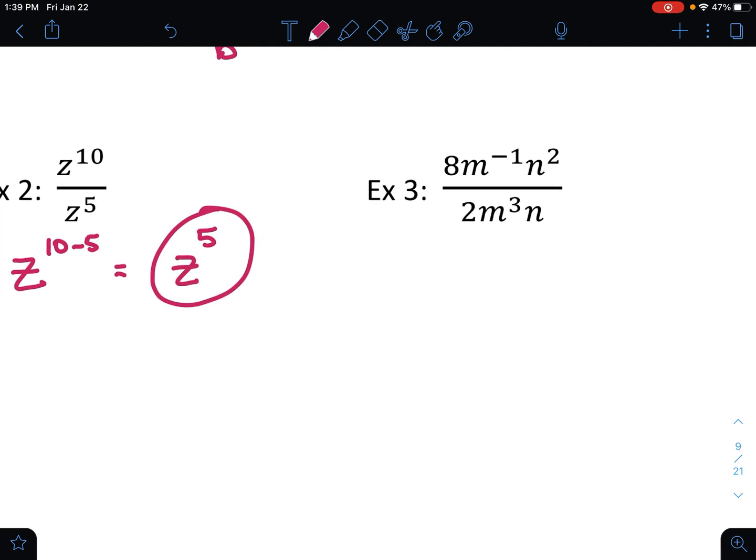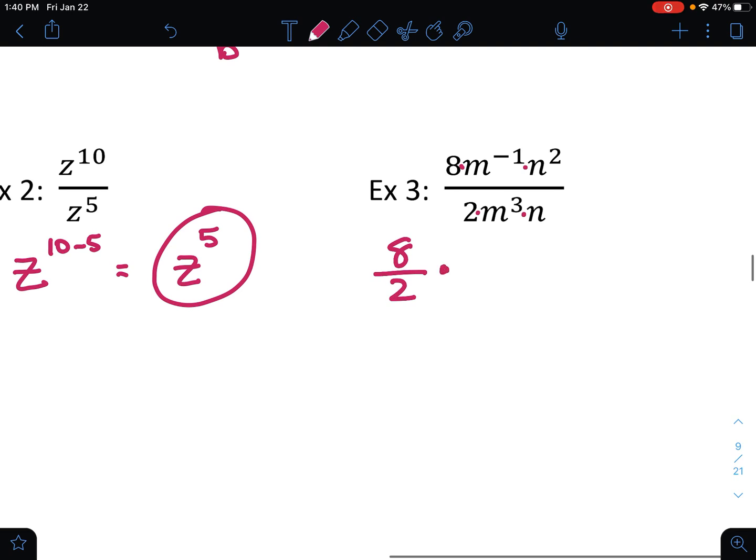All right, number 3. Okay, again, even though they're all right next to each other, remember, this is just multiplication. 8 times m to the negative 1 times n squared, and then all of that divided by 2 times m to the 3rd times n. Now, I want to group together things that are alike. So here's one way to do this. Let's write different fractions. I'm going to keep the numbers in a fraction, 8 over 2, times, let's put the m's in a fraction, m to the negative 1 over m to the 3, and then the n's, n squared over n.